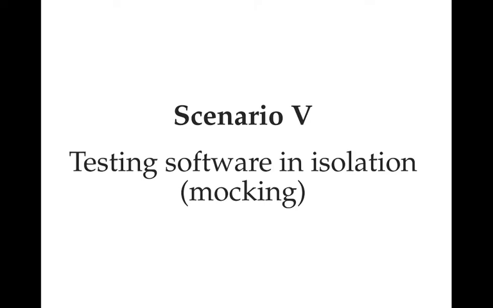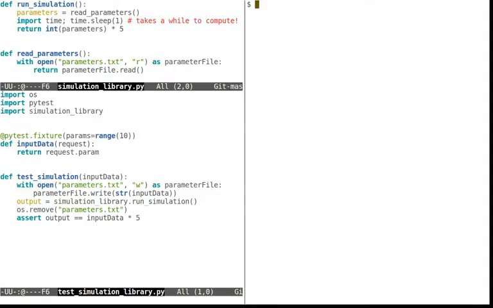So this is our final example where I'm talking about software in isolation, and we move on from our binary converter example. There are quite a few steps here. You'll notice I have two files open this time. I have my simulation library file, which is independent of my test file, and the simulation library has a run simulation function that reads parameters from a file, does some work on them. I'm basically doing time sleep, which is wait a second, to simulate that we're actually waiting a second for the results to compute, and we return the results of our very complicated calculation.